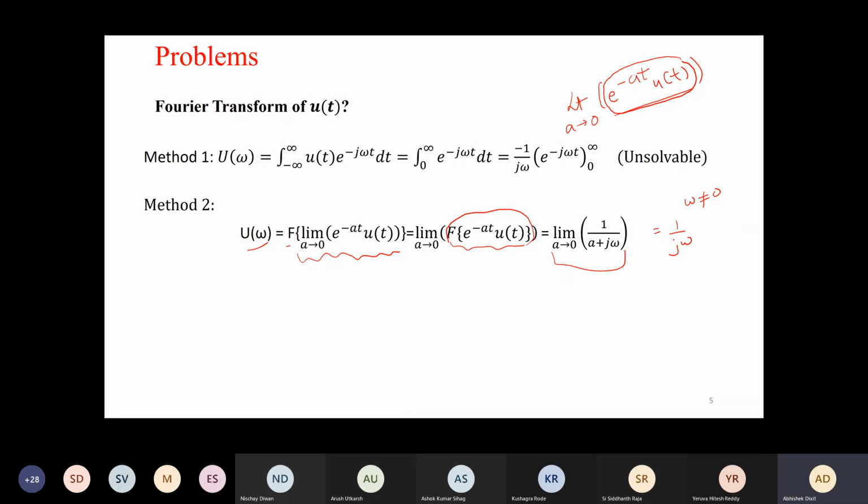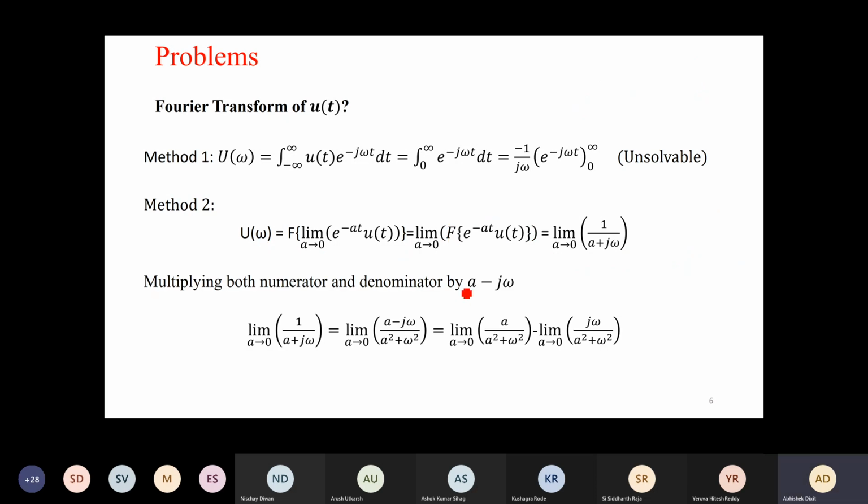So I hope this is clear. When omega is not 0, this limit is simply 1 upon j omega. When omega is 0, I am slightly in trouble and I do not know for sure what this limit is going to be. And thus I have to do something else. So what I do to solve this limit is as follows.